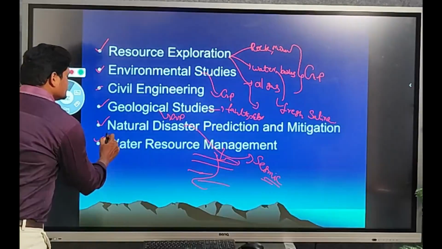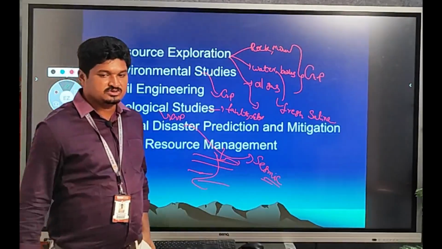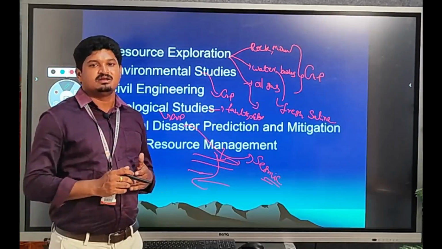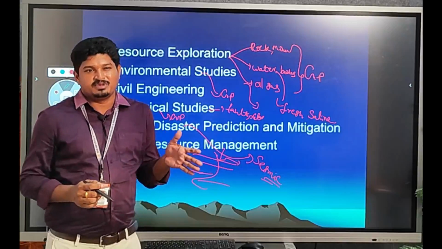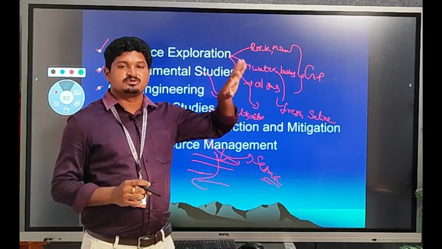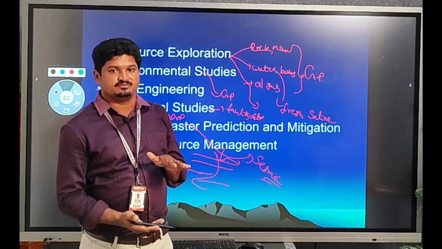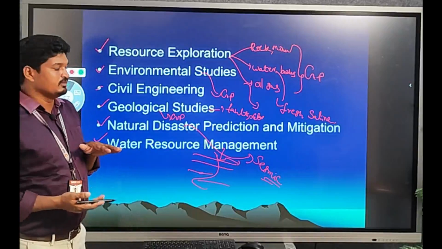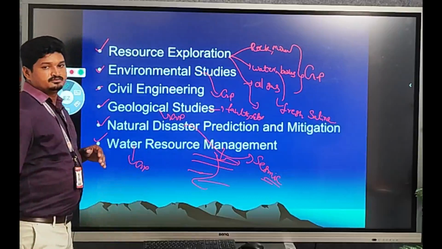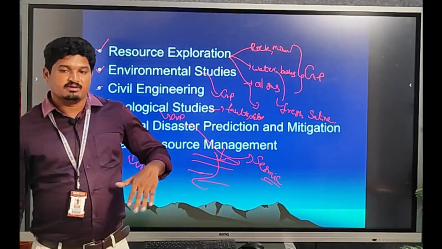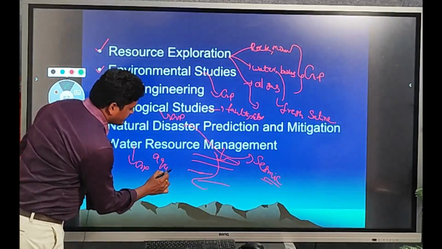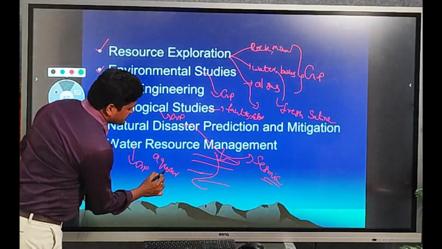And water resource management. For example, our area is a deltaic area, so we see plenty of water resources here. If you go to the upland areas, they always depend on groundwater. So where exactly groundwater is available, we are able to find out by using the GP method. In groundwater conditions, where it is available and the fresh aquifer zones, we are able to find out by using GP methods.